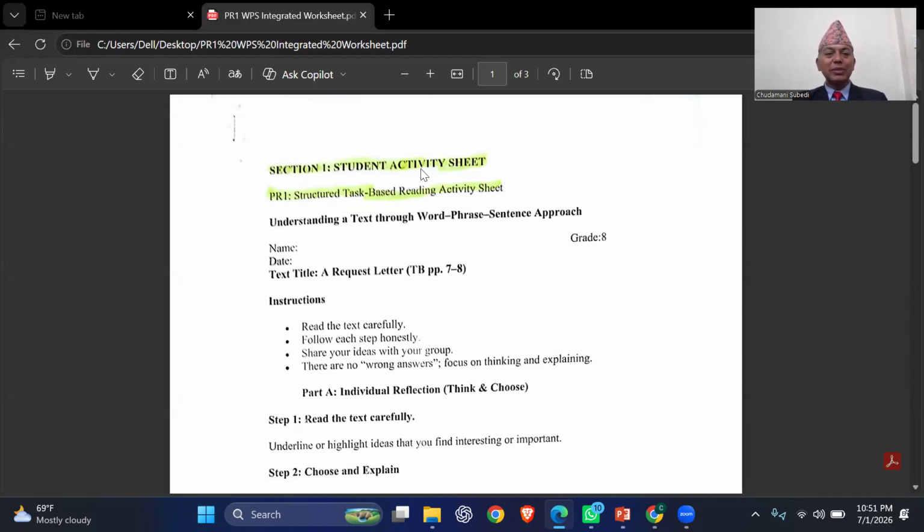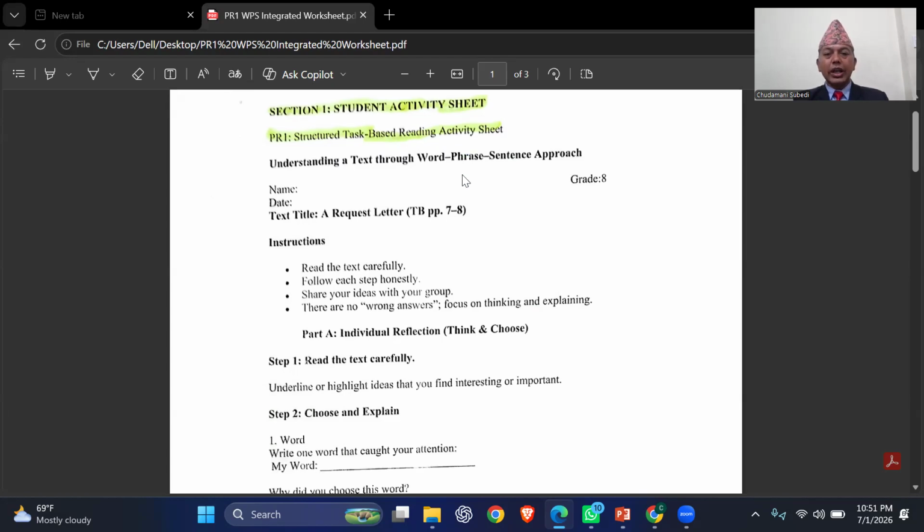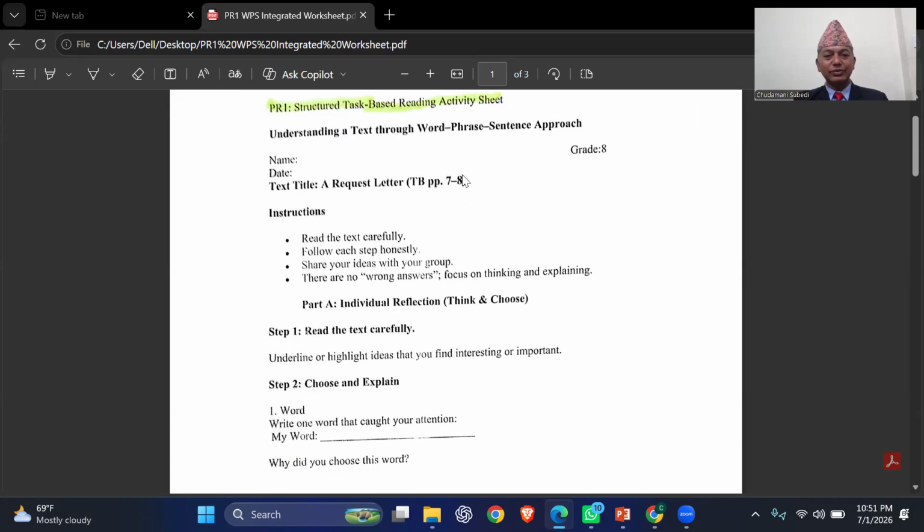The topic is given here. Students will write their name, date, and grade. The text title is A Request Letter. This one is in the textbook, page number 7. In part A, there is individual reflection, think and choose.